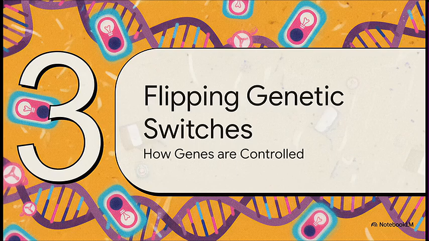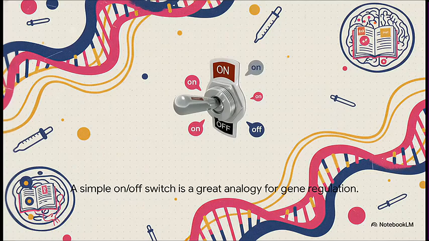All right, let's stop for a second because this next section, this is a massive concept for your exam. I'm talking about gene regulation. I mean, think about it. Every single cell in your body has the exact same set of DNA instructions. So how does a brain cell know to be a brain cell and not a liver cell? How does it decide which instructions to actually use? And it really all comes down to gene regulation.